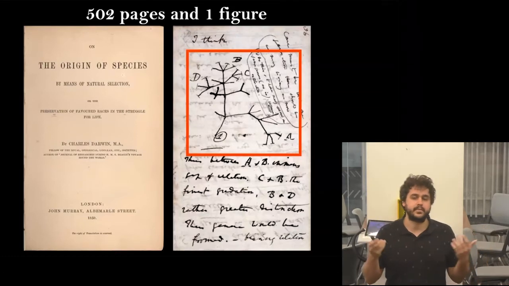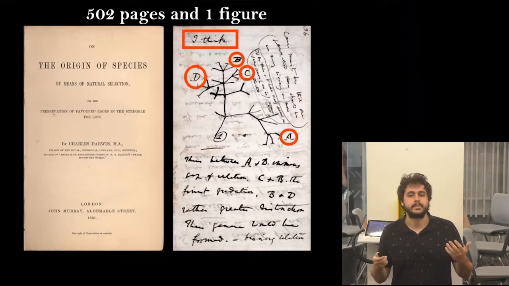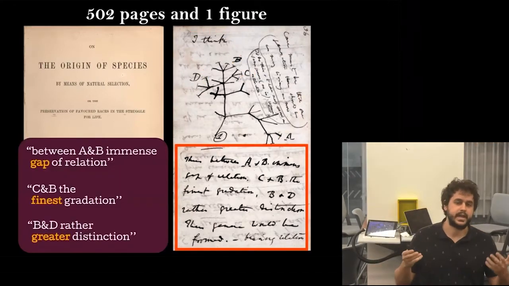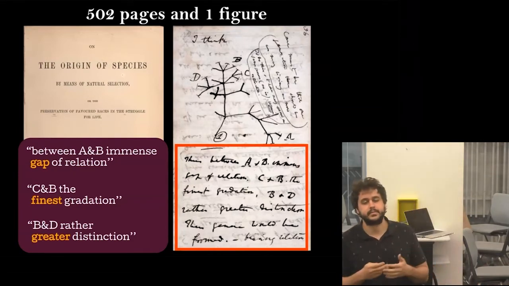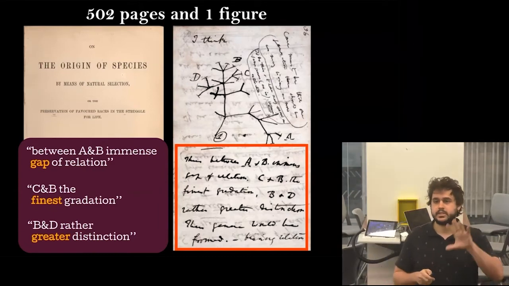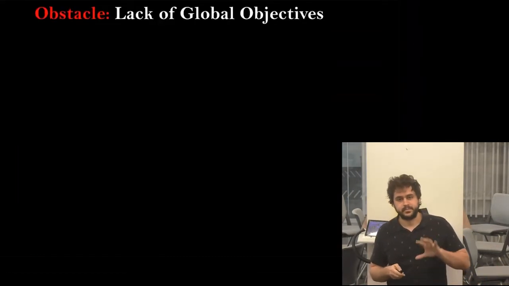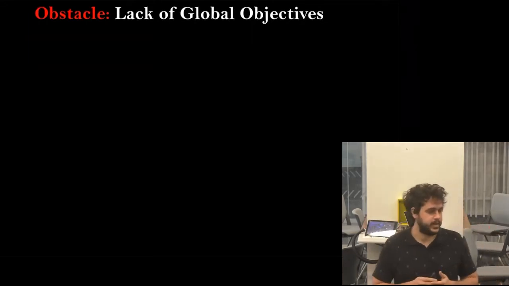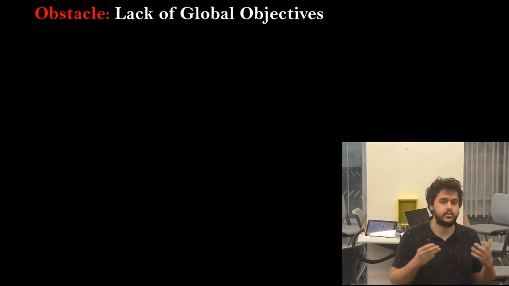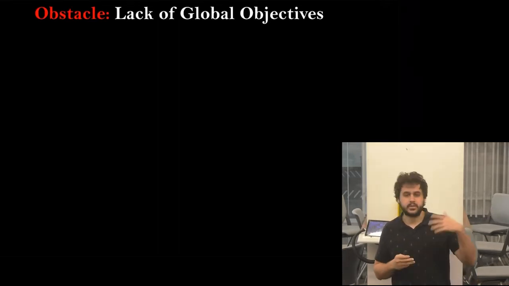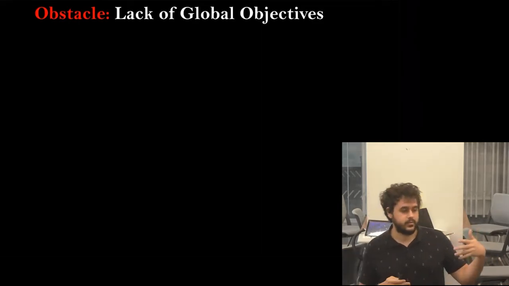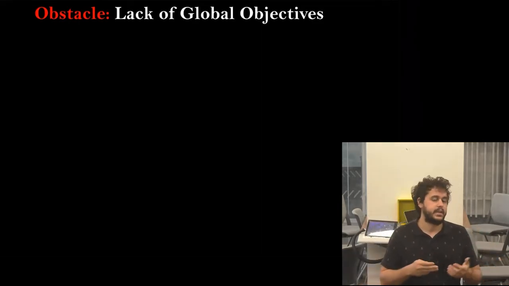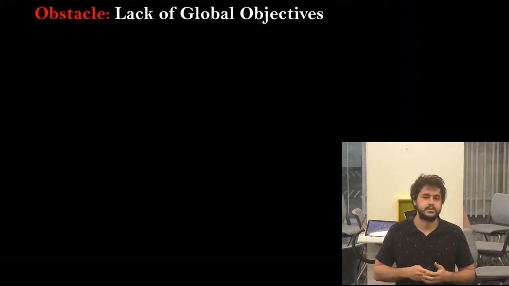And this is the only figure in his book, and it's a figure of a hierarchical clustering. He writes expressions like, between A and B, we have an immense gap of relation. Between C and B, finest gradation. Between B and D, rather greater distinction. Okay, so this is just to have some examples in mind about why hierarchical clustering is important and why it has applications. And I mentioned a lot of phylogenetics because some problems that we will see later were actually first formulated in phylogenetics. I thought it was nice to have these applications in mind.